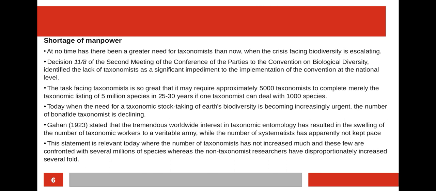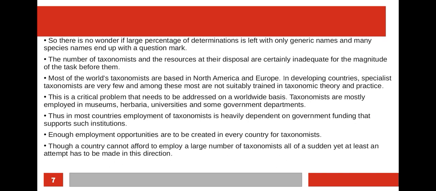Kahan in 1923 stated that the tremendous worldwide interest in taxonomic entomology has resulted in the swelling of a number of taxonomist workers to a veritable army, while the number of systematists are apparently not keeping pace. The statement is really relevant today, where the number of taxonomists has not increased much, and these few are confronted with several millions of species, while non-taxonomic researchers have disproportionately increased several fold. So, there is no wonder if a large percentage of determinants is left with only generic names and many species names end up with a question mark.